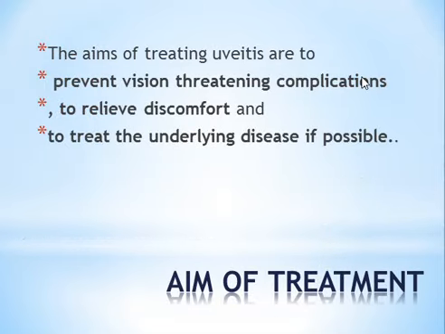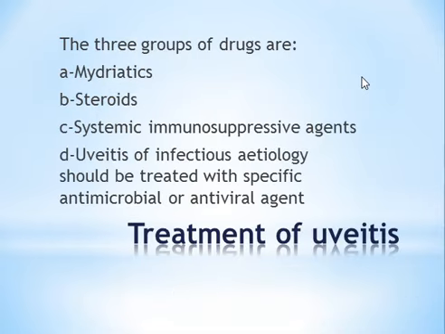Aim of treatment now: prevent vision threatening complications, relieve discomfort and treat the underlying cause if possible. Treatment of uveitis: those 4 lines, and now we will discuss each one of them. The first of them is use of mydriatics, second line is use of steroid, third line is systemic immunosuppressive agent, and the fourth is treatment of etiology if possible, such as antimicrobial or antiviral treatment.